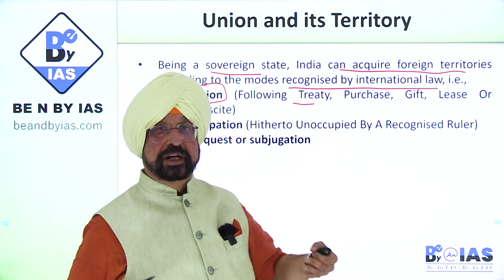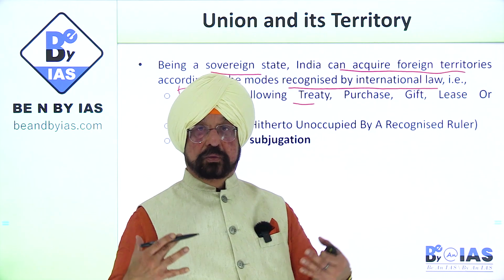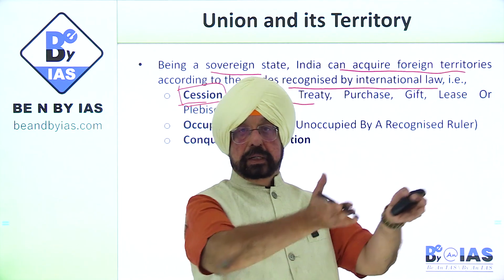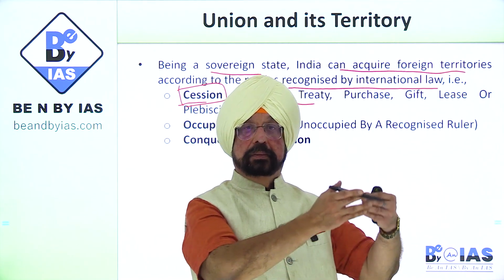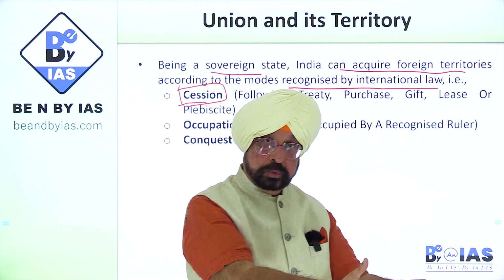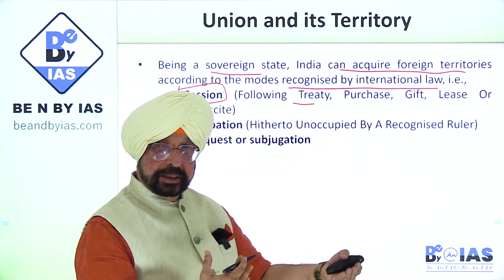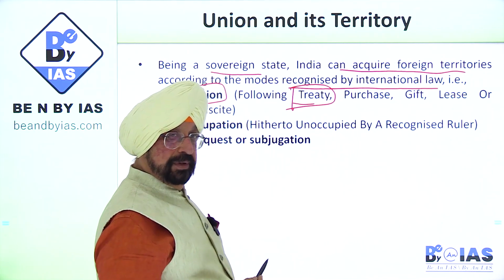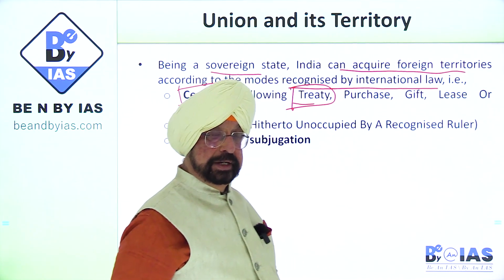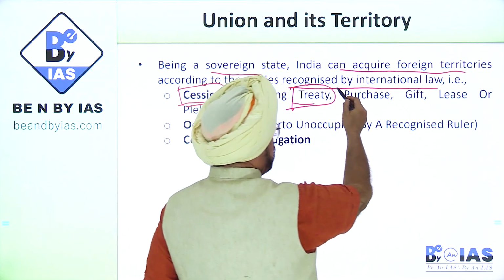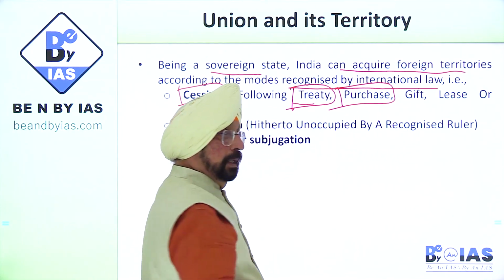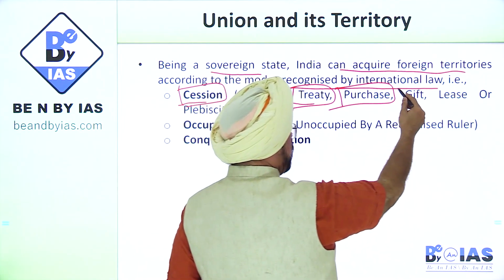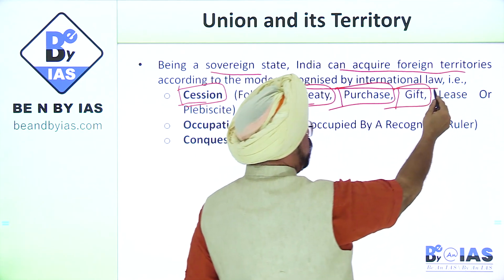That means without any coercion, without any force, they themselves come forward and say, okay, this much part you can take and it will become a part of your nation now. So how do they do this? They do it by way of a treaty, either a bilateral treaty or purchase. They may be selling their territory to another nation, by way of gift, by way of lease.